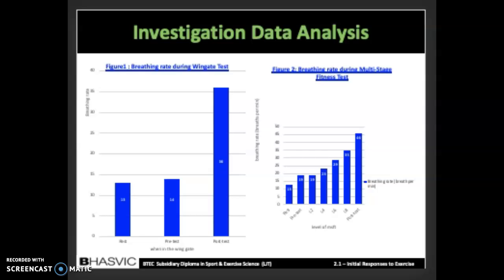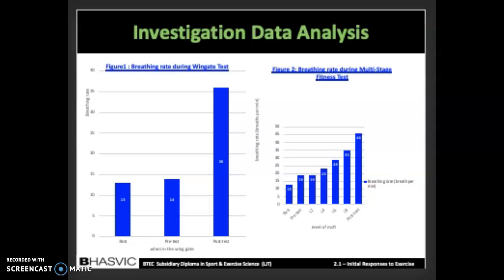This is the reason why the breathing rate increases post-exercise on the Wingate test. The breathing rate increases as well as the tidal volume, so the overall ventilation post-exercise increases massively from at rest to supply the muscles with oxygen and expel CO2.